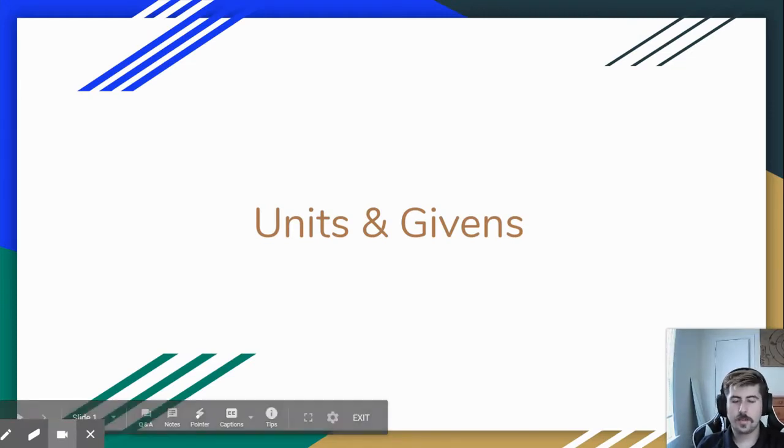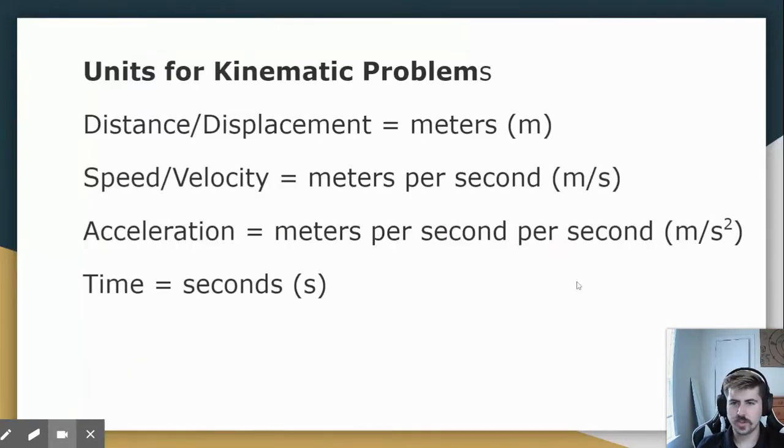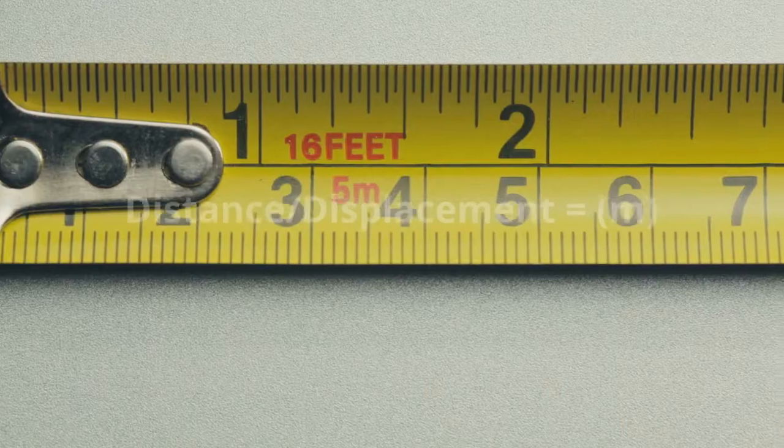Today we're going to be talking about units and we're looking at how to figure out what the givens are in a problem. So let's get started with units. Units for the kinematic problems. The units that we'd be using mostly are going to be distance and displacement. We're always going to be looking at meters, right? Represented by that little m there.